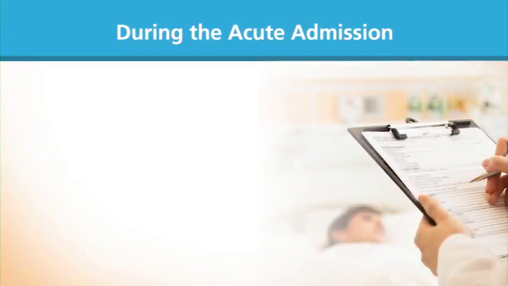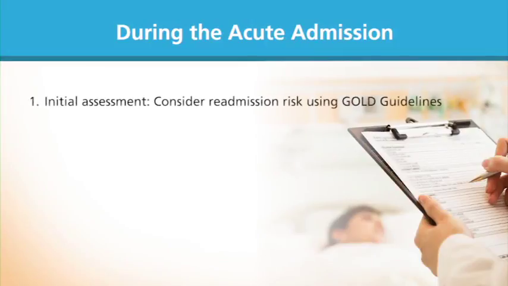During the acute admission, it's important that an initial assessment be conducted. It's often the compass for what's to follow. You have to consider the readmission risk, and consider using the GOLD guidelines, looking at the forced expiratory volume results in 1 second, the FEV1, if you will, and exacerbation history. These can be important in risk stratifying patients for future readmission risk.